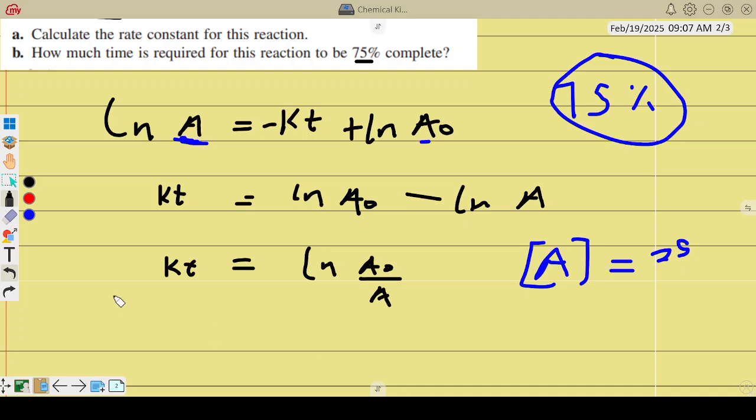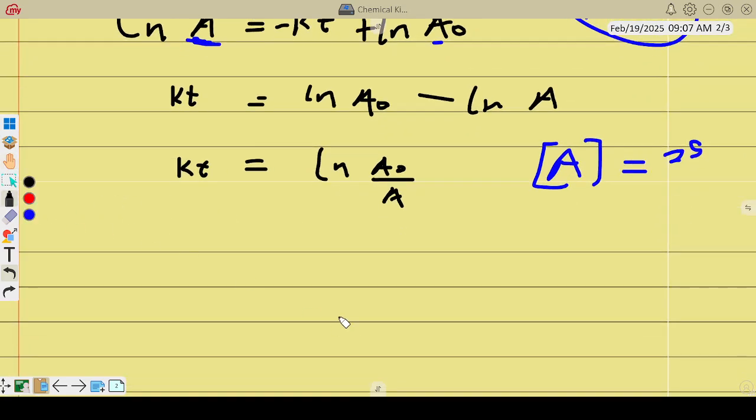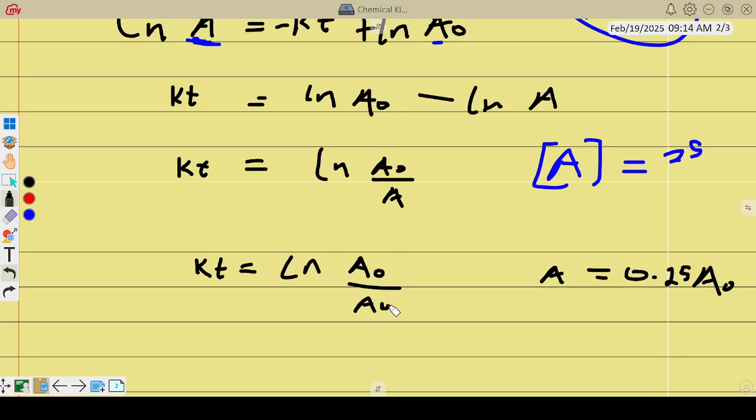So we proceed. We're going to have kt equal to ln A naught over, here where there is A, remember the final concentration A will be equal to 0.25 of the initial, because this is what will be remaining. So it's ln A naught over 0.25 A naught.